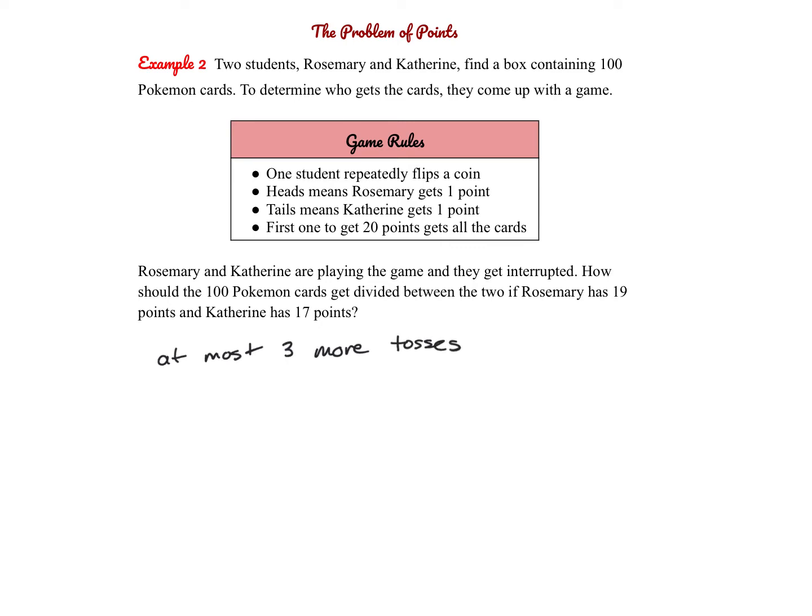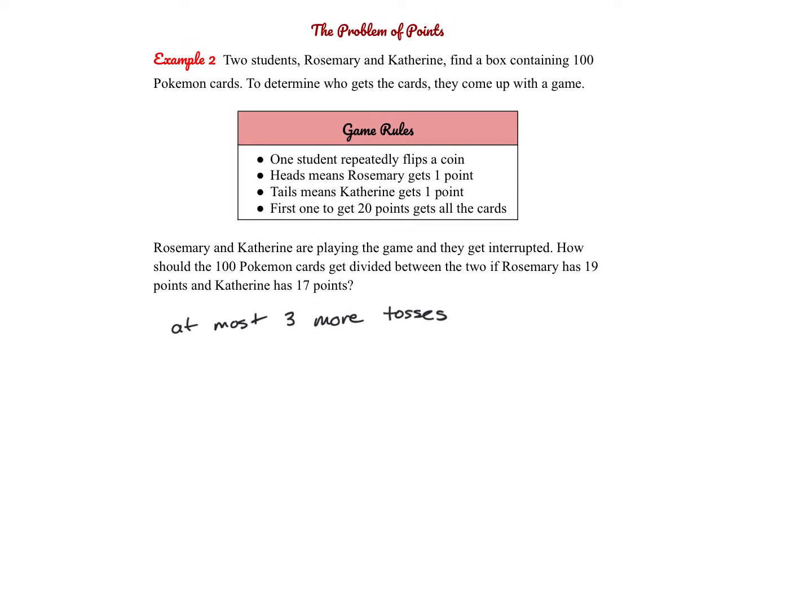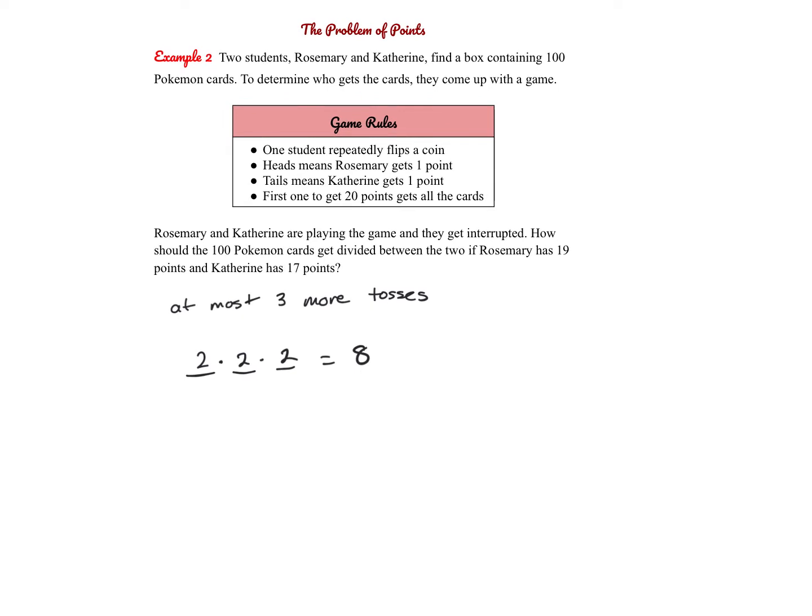So now let's assume we're doing 3 tosses. We want to look at all of the possible outcomes for 3 tosses. So we know that we could find the total outcomes here because each toss there's 2 possible options, so we can do 2 cubed. So there's 8 possible outcomes. We want to look at those and see which ones would result in who winning.